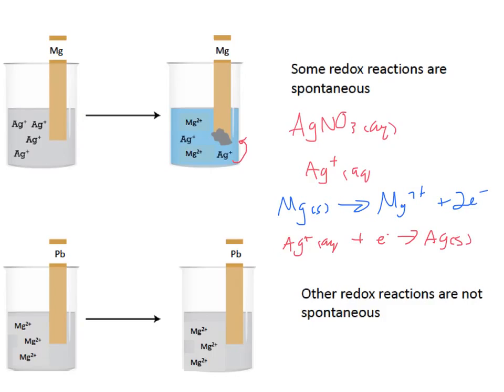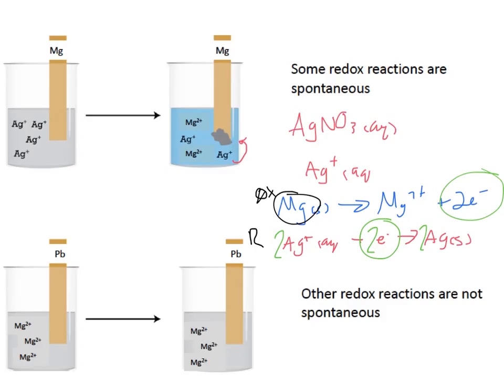Now, obviously, this is not balanced because we have two electrons lost and one electron gained. So we'd have to use some coefficients to multiply the electrons, so that the electrons being gained and the electrons being lost are the same. If you remember, when something is reduced, it's gaining electrons, and when something is oxidized, it's losing electrons. So in this case, Ag+ is being reduced and Mg is being oxidized. We can see that this reaction is spontaneous, it happens by itself.